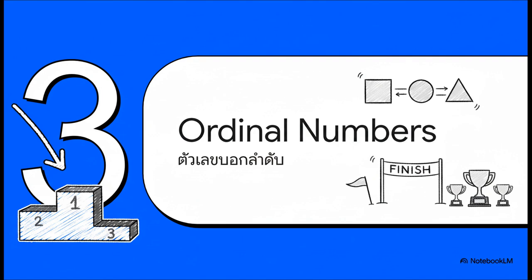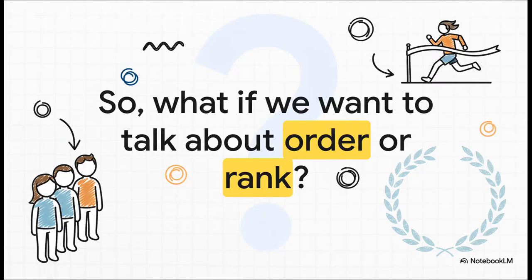Okay, so we've totally covered counting. Now let's move on to our second category, ordinal numbers. These are all about putting things in order. We've answered the question, how many? But what if you need to describe someone's position in a line, or maybe a runner's place in a race? That's when we have to switch over to ordinal numbers.